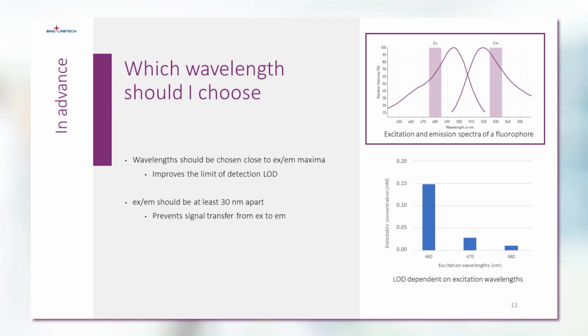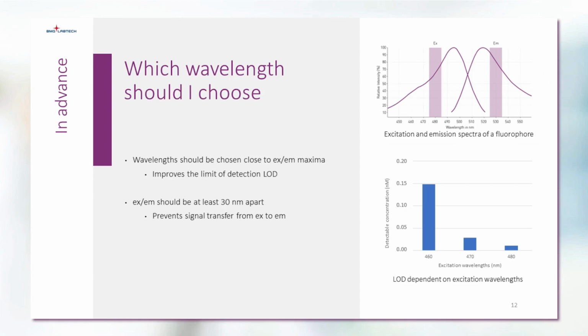Excitation and emission wavelengths on a microplate reader should be chosen close to these maxima to improve the limit of detection. In this example, the excitation and emission wavelengths were set to 480 and 530 nanometers respectively. Importantly, excitation and emission should be selected with a difference of at least 30 nanometers to prevent signal transfer from the excitation to the emission channel.